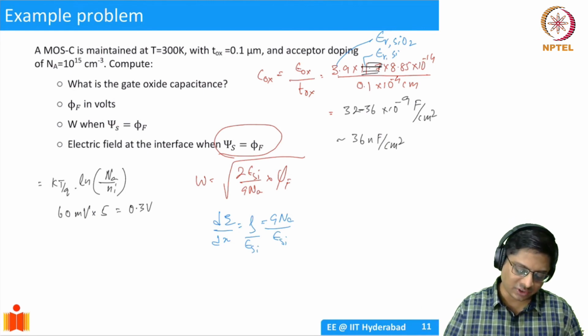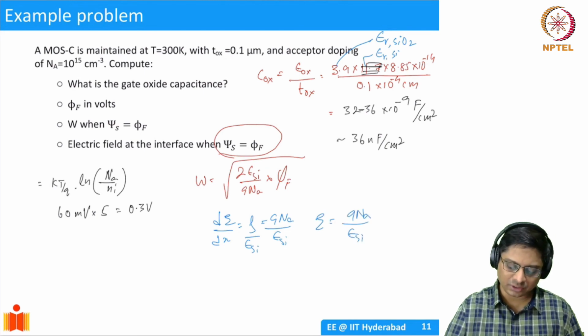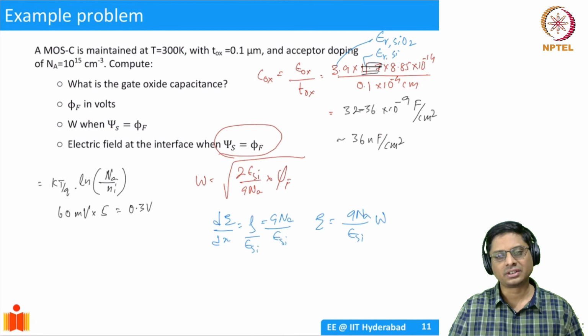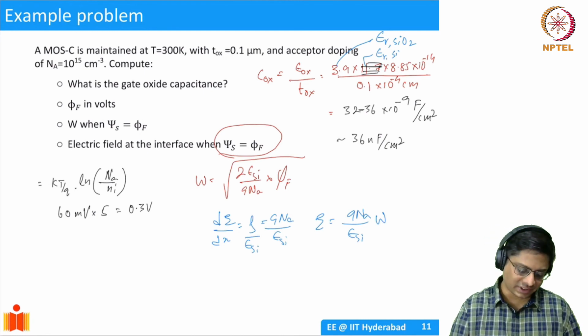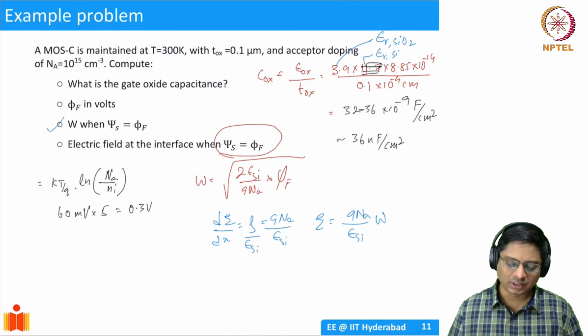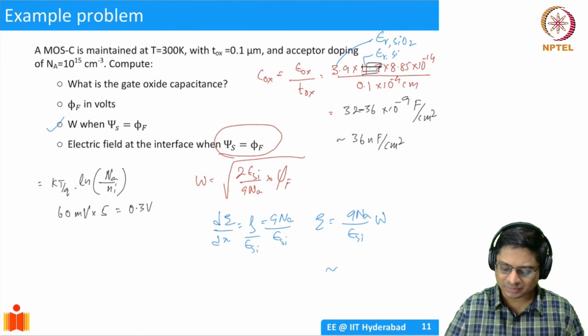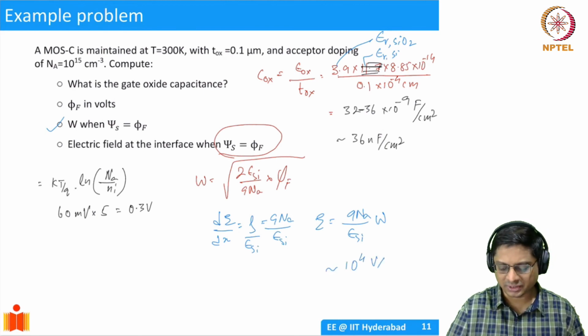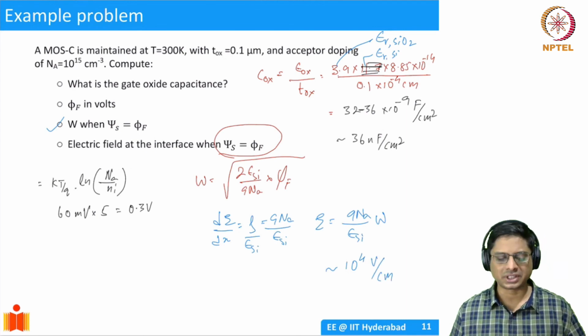So essentially the electric field equals Q Na divided by epsilon silicon into the width of the depletion region. You already calculated the width in the third part. Substitute that width and calculate the electric field, and it will turn out to be something on the order of 10 power 4 volts per centimeter. Okay, so please make sure that you do that. This is how you solve a few problems.